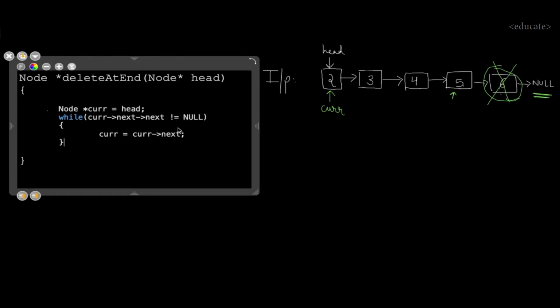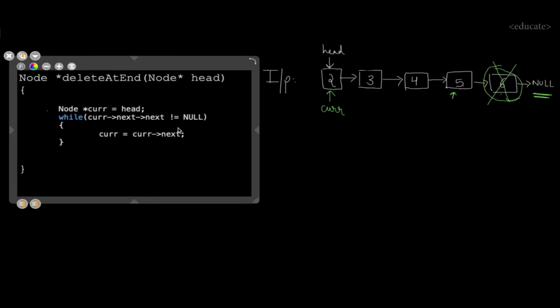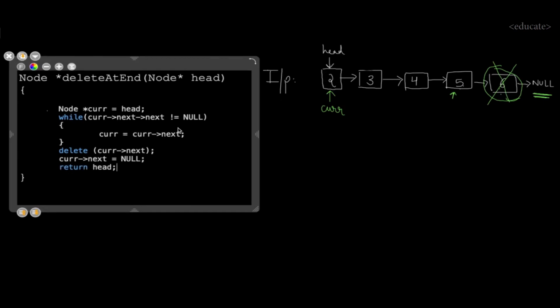Now once we come out of this loop, we will simply deallocate the current of next. That is, we will do delete of current of next. After deallocating, we will point current of next as null, and finally we will return the head. So this is the basic implementation. Now my question is: is this implementation completely correct? Are we missing any corner cases? Think for a while and then come back.